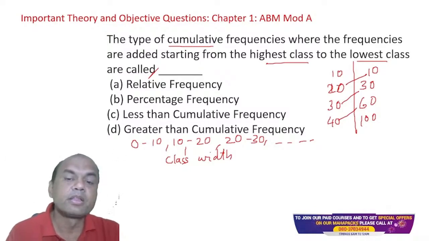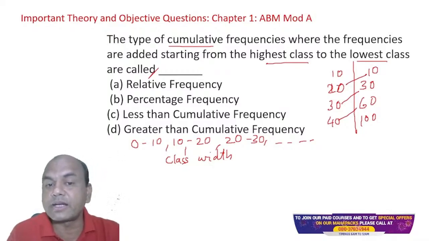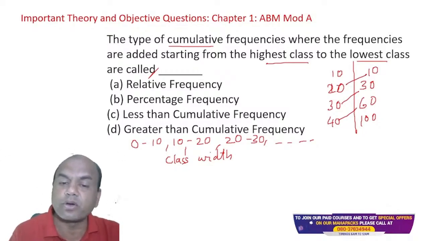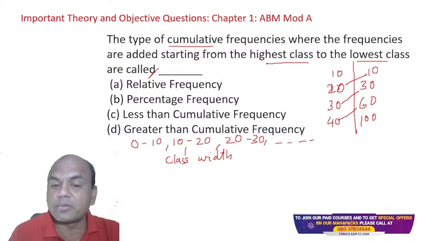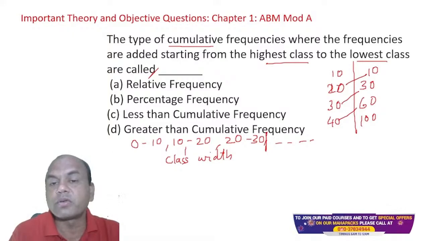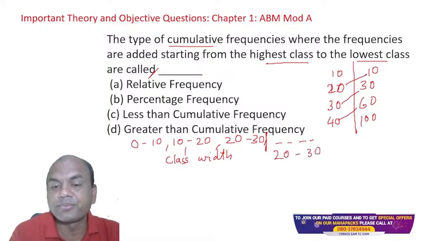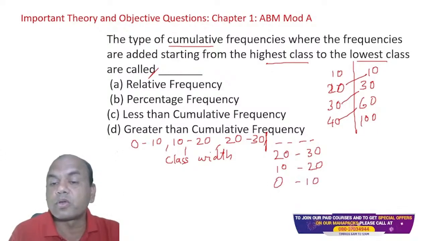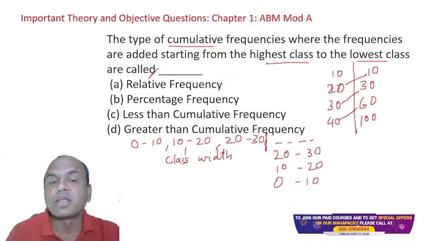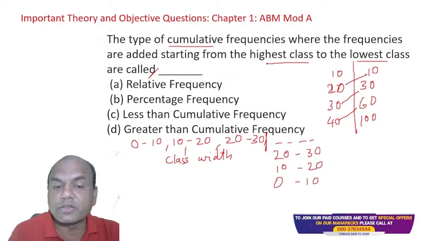Now what is the question? Where the frequencies are added starting from highest class to lowest class. So what will I do? When I arrange this, I'll be arranging it accordingly. Suppose we take only these three classes up till now: 0 to 10, 10 to 20, 20 to 30. If I want highest to lowest, how will I arrange them? I'll arrange them this way. 20 to 30 first, then 10 to 20 next. Here highest to lowest I'm going. 0 to 10 next. So I'm going on the lower side. So this is known as what? Relative frequency, percentage frequency, less than or greater than cumulative frequency.